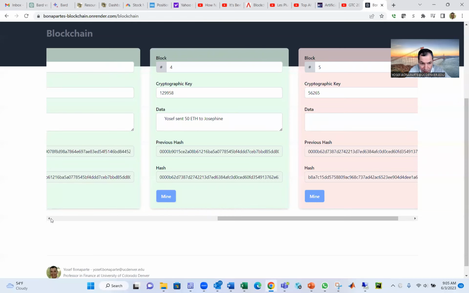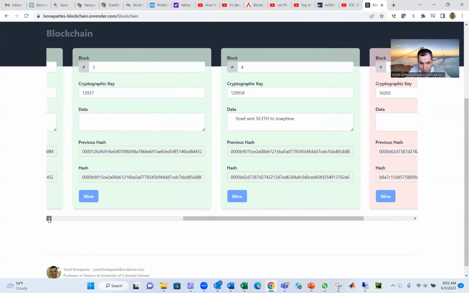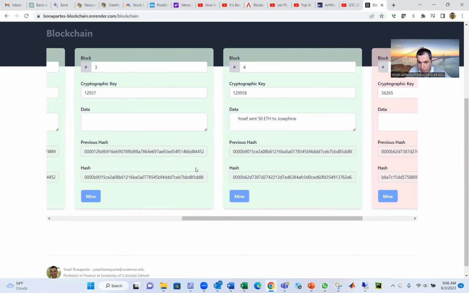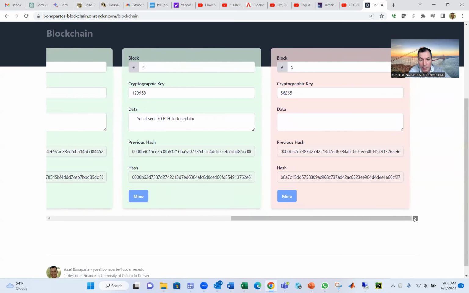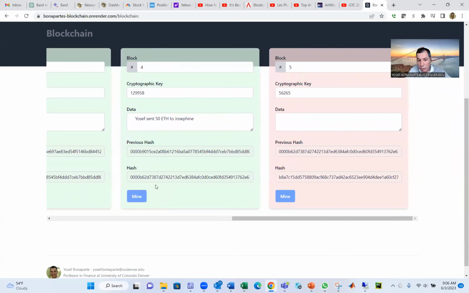Notice the previous hash number for block 4 is still the same, like this previous hash, 000B90. Now, when you have a change in the fourth block and you mine it, you get a new hash, and the new hash goes here. Then the fifth block also has to be mined, and then you have a new set of the blockchain.